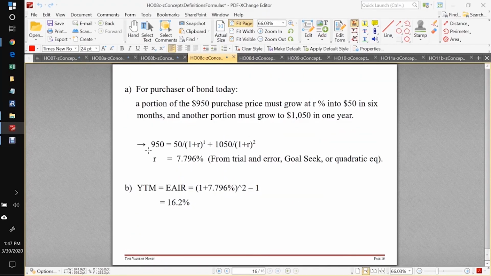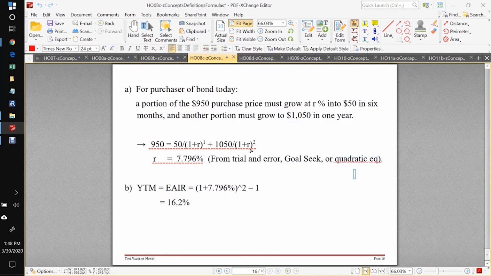Okay, so I've got here the equation that I use to solve for R, and I found that R is equal to 7.769%, which you could get from trial and error just plugging into this equation. Just keep trying some R's until the right-hand side of this equation equals 950. Then you have the right R. If you're using Excel, which you can't during an exam, you could do a similar thing, but tell Excel to find it for you. Or you can use, as we looked at previously, the quadratic equation.